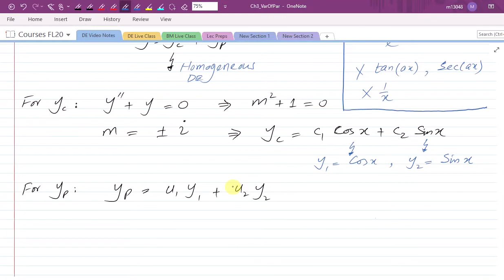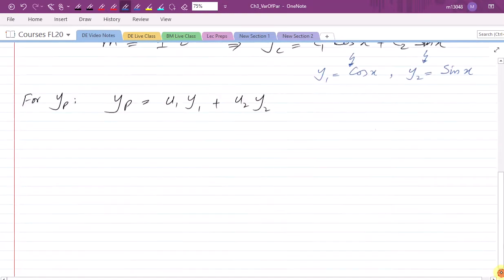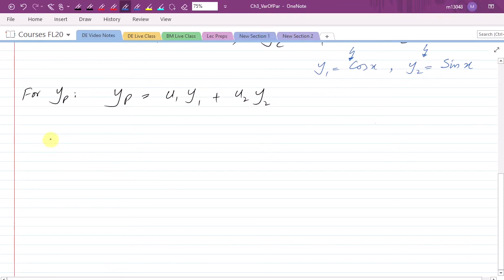How do we find them? There is a formula given. That formula we can use, well, two formulas, of course, one for each. The formula is u1 prime, yes, it is in the form of a derivative actually, u1 prime equals minus y2 f of x over w, and u2 prime equals y1 f of x over w.